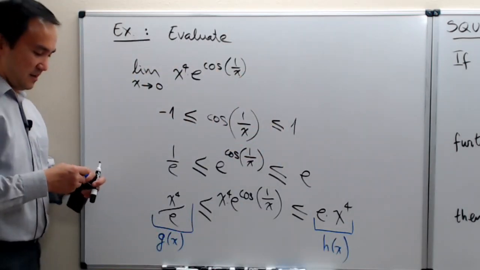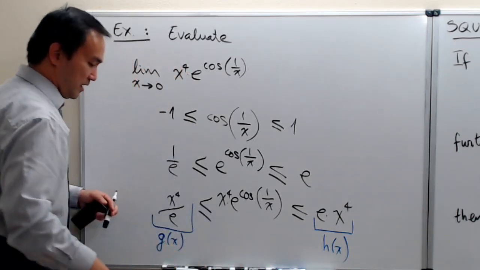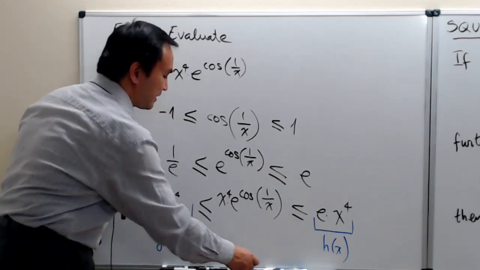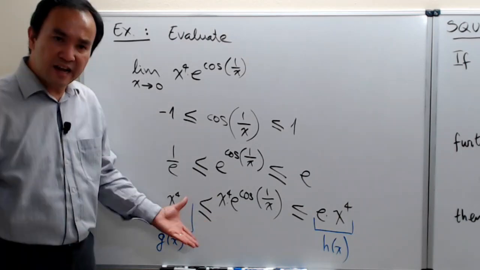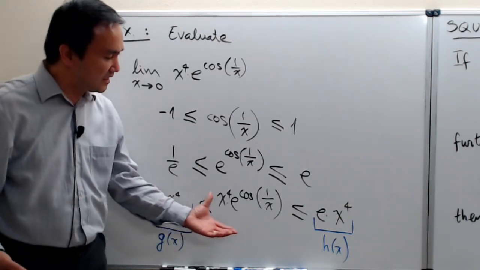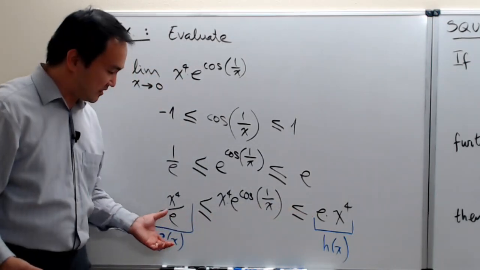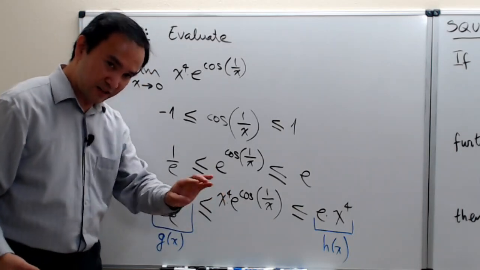And the question I keep getting from many of my students is, does it always have to be this way? It doesn't have to be this way, as long as you can recognize some pair of trapping functions that trap your main function in between. But that's step one, and that's only halfway.